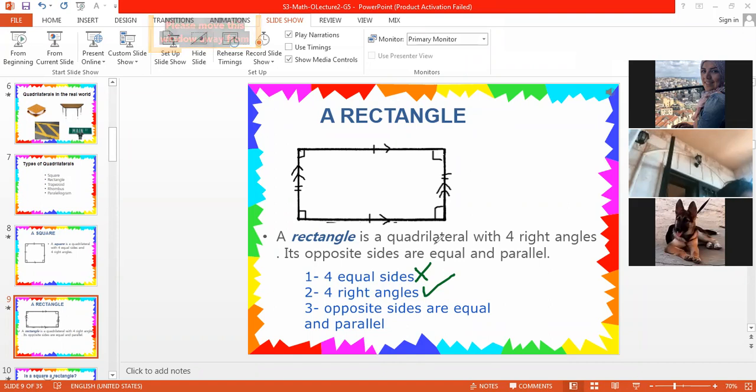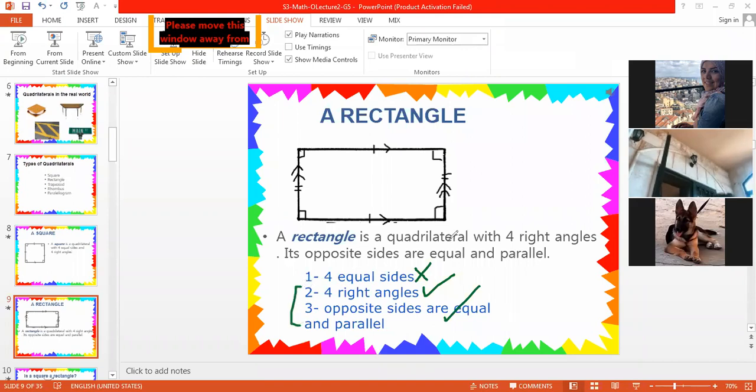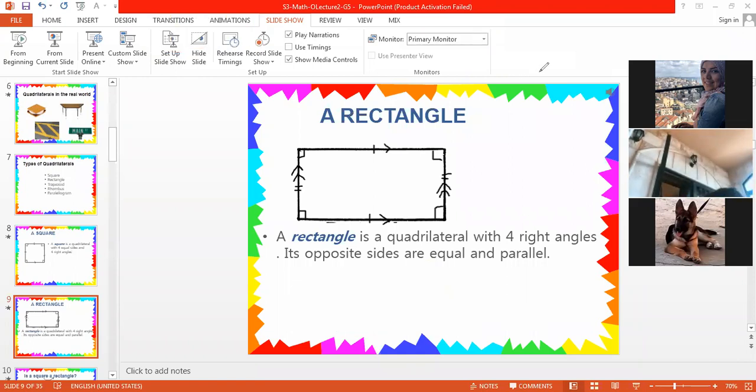So the rectangle has 4 right angles, but it doesn't have 4 equal sides. Does it have opposite sides equal and parallel? Yes. So it has 4 right angles, and the opposite sides are equal and parallel, and it doesn't have 4 equal sides. That's great. So if I asked you, is a square a rectangle?